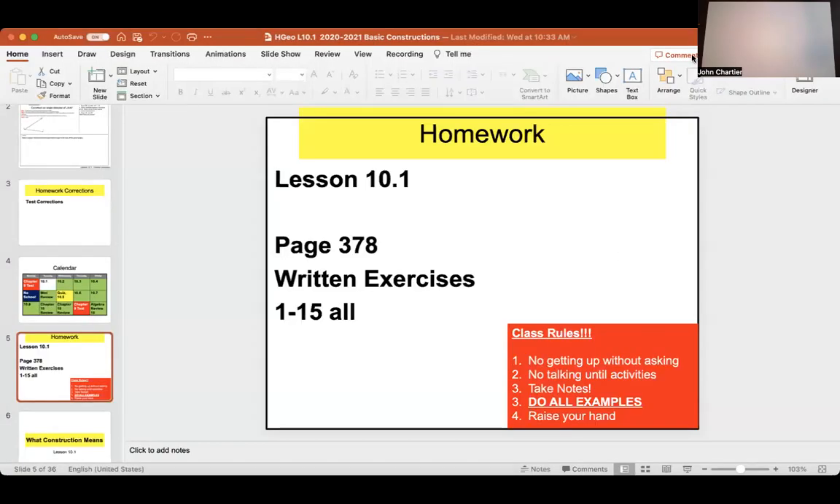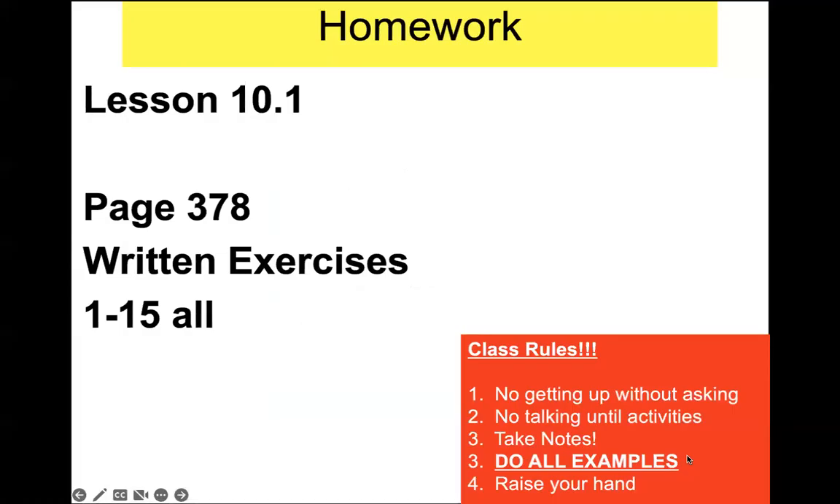All right, here we go. So this is the chapter that starts on constructions. Almost the entire chapter is on constructions. So every day in class and for homework, you're going to be drawing things. Here's your homework.